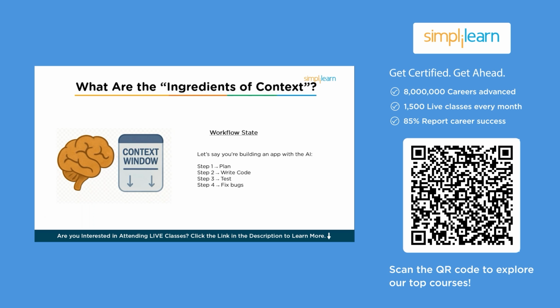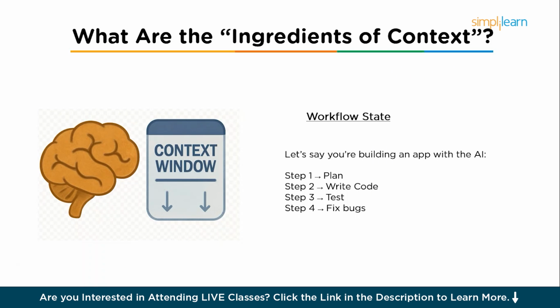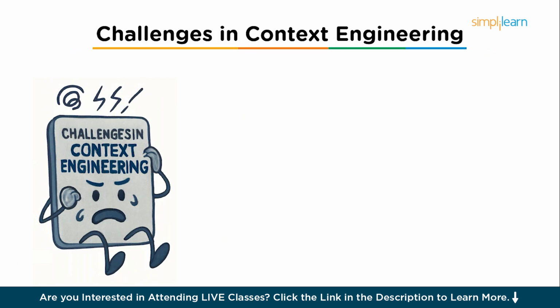One small problem is that the AI can't hold unlimited information. It has a limit, which is called the context window. So how do we fit in all of this without confusing it? That's exactly what we will talk about next, which is the problems with context and the smart ways to fix them.